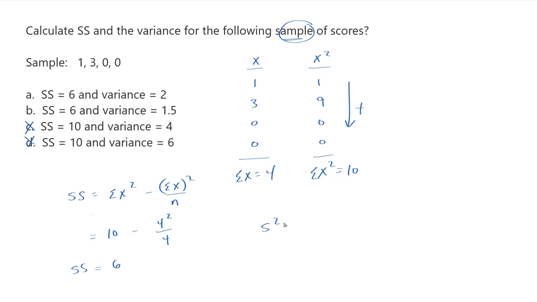Well, we are dealing with a sample, and so the sample variance is sum of squares over n minus 1. And the sum of squares we just worked out is 6. N is 4, so n minus 1 is 3. This will give me a 2. So the correct answer is A, 2.